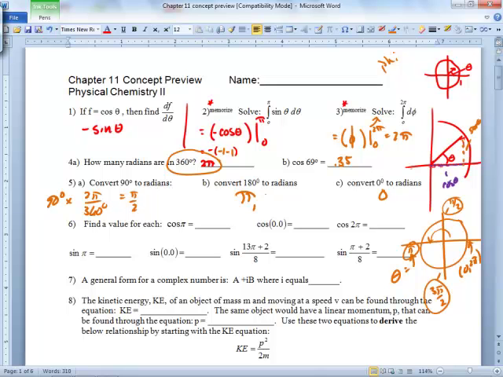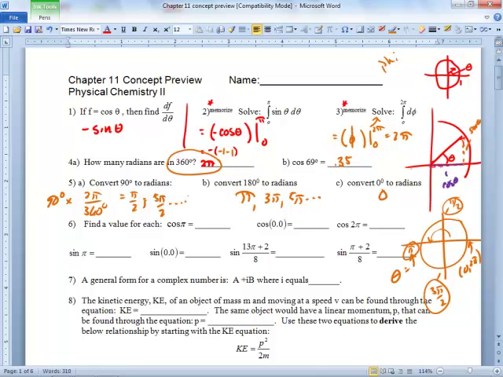It could be pi. It could be 3 pi. It could be 5 pi. Right? It's an odd number pi. Just keeps going. This one could be 5 pi over 2. Just keep adding 2 pi to it. Find a value for each.